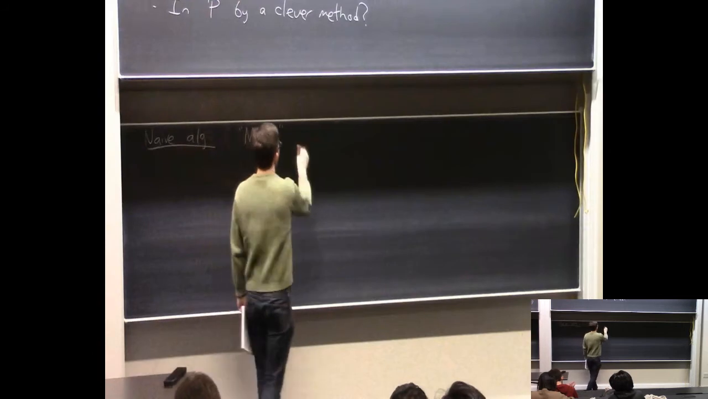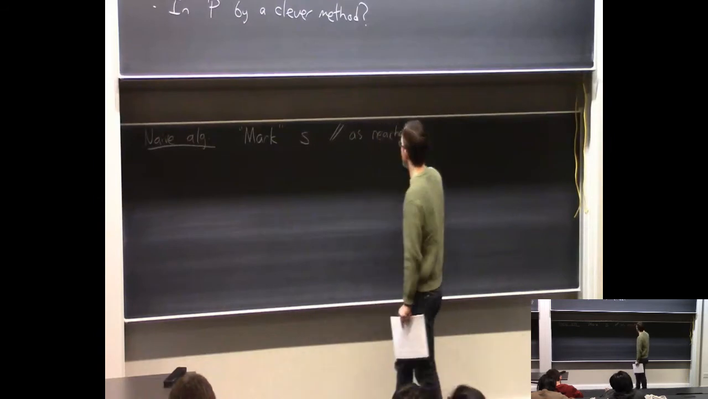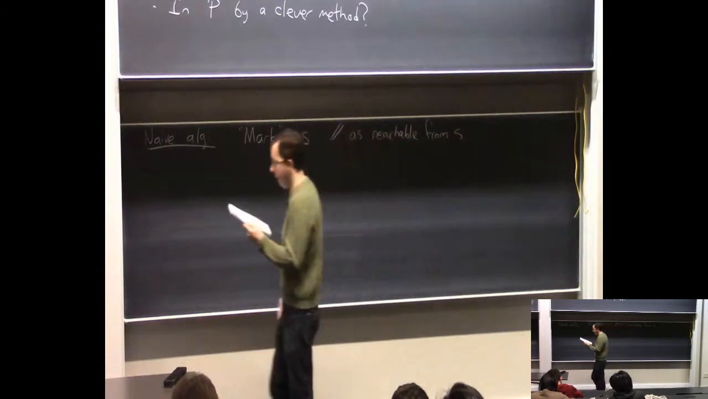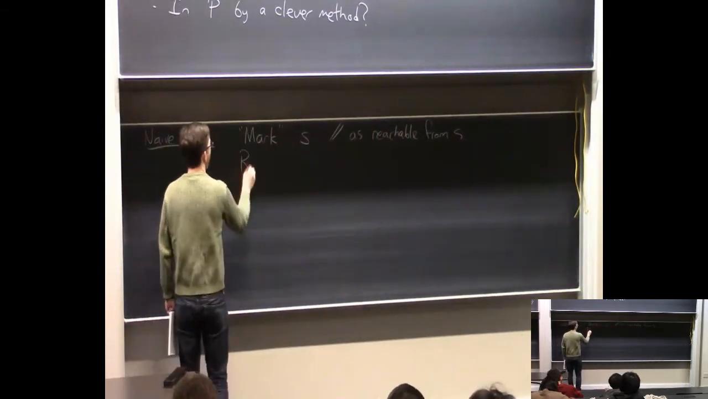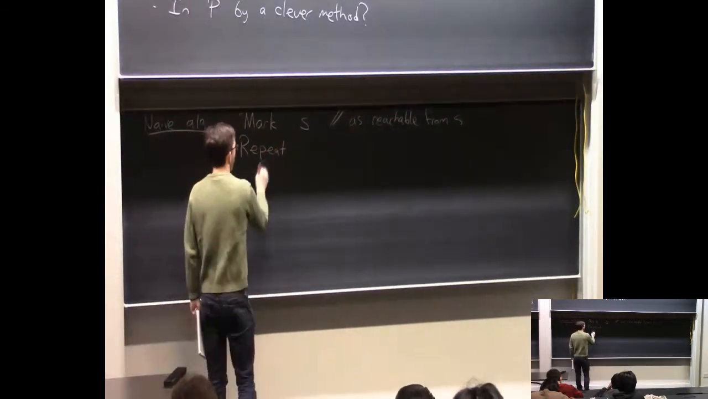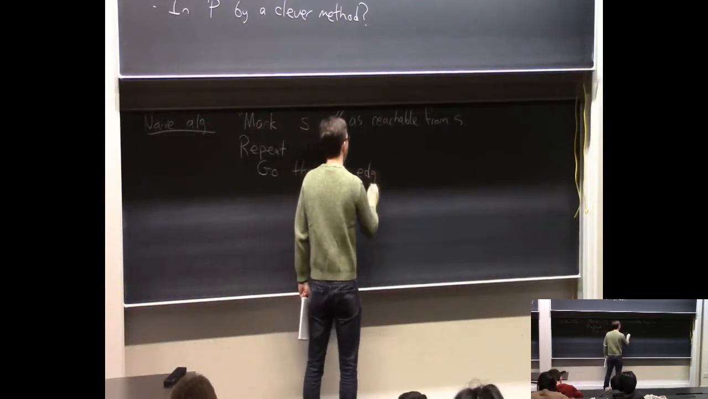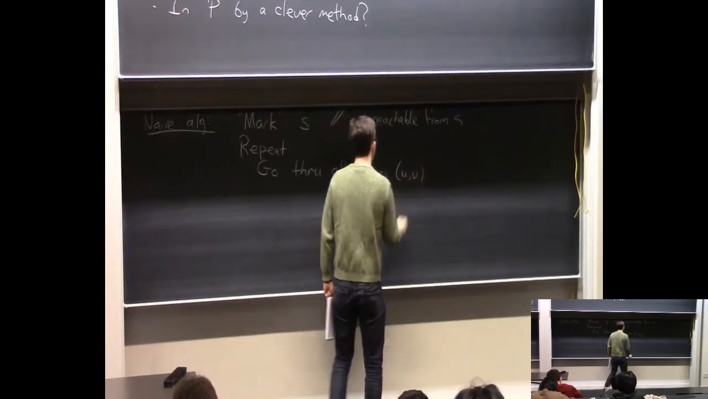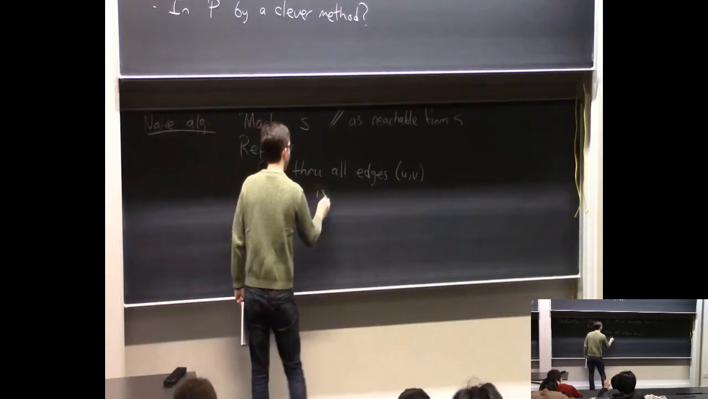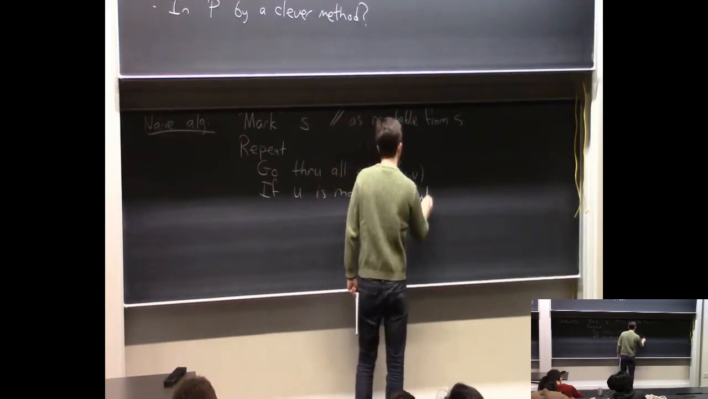So you should first mark S. And that means as reachable from S. That's what the marked vertices are going to mean. OK, and then we'll do a loop. This is a very naive algorithm. Go through all the edges UV. And if U is marked and V is not, then mark V.